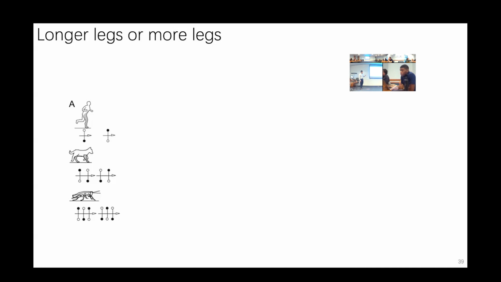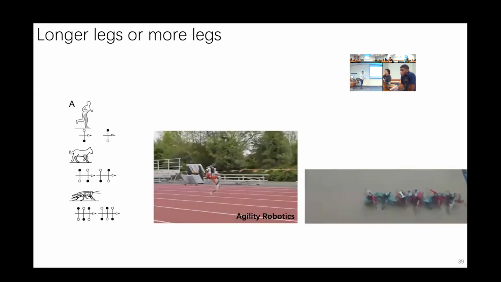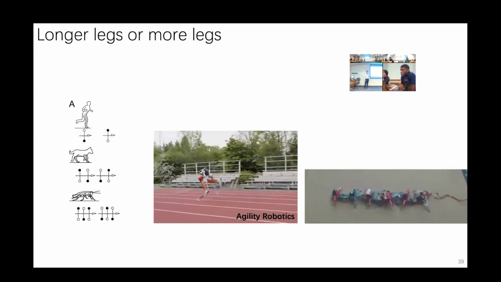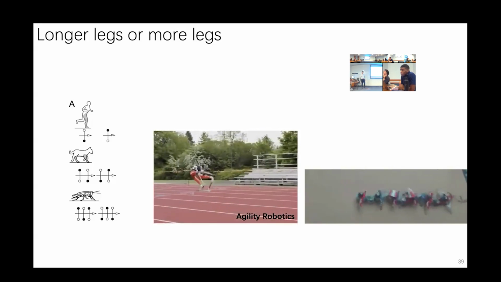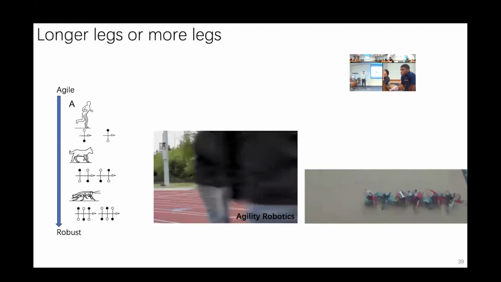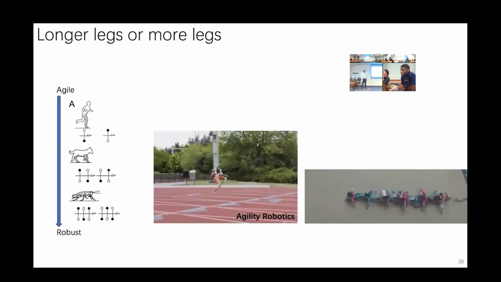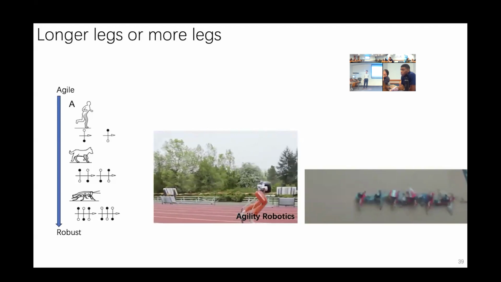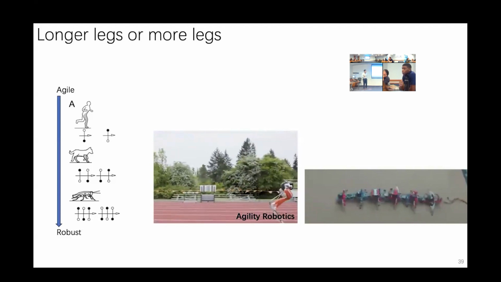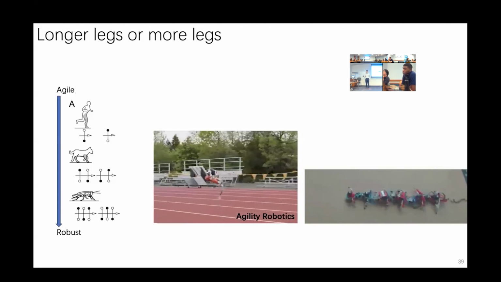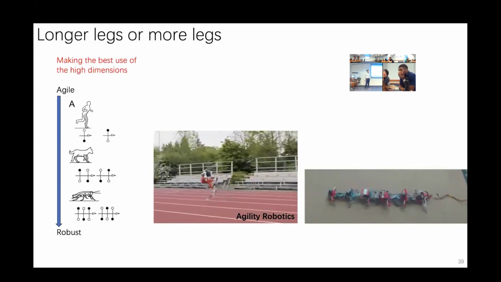But in this way, the additional legs can only contribute to stability or robustness, and not help us with agility. So here's a stereotype: agility goes with robots with fewer legs, and robustness goes with robots with many legs. If we wish to improve the speed or agility of the many legs, we really need to embrace the high dimensionality.